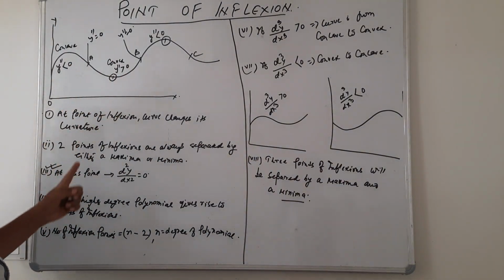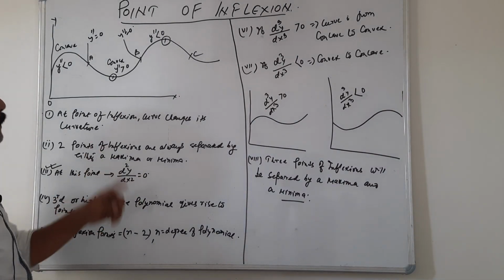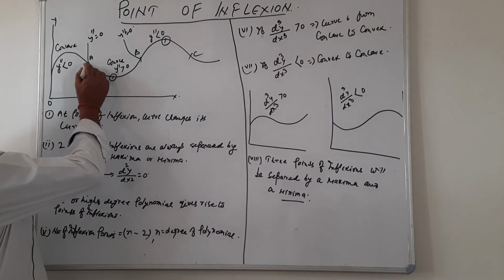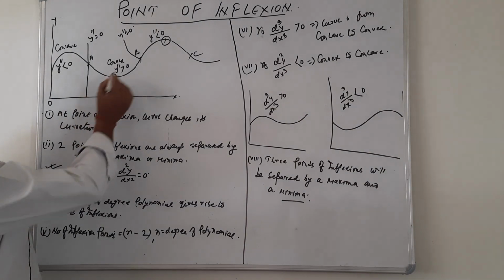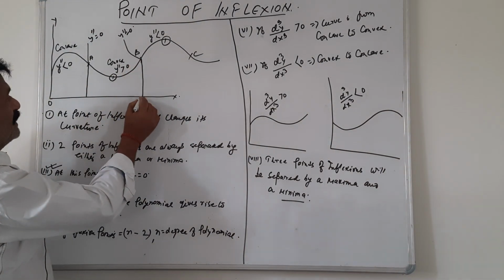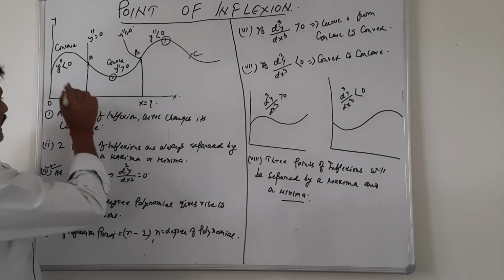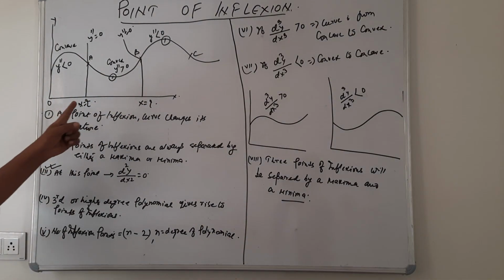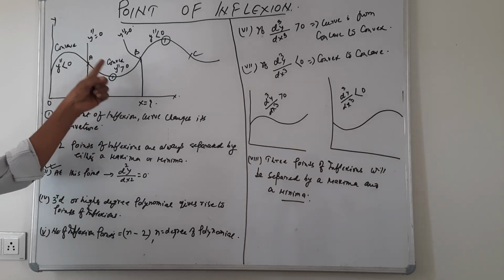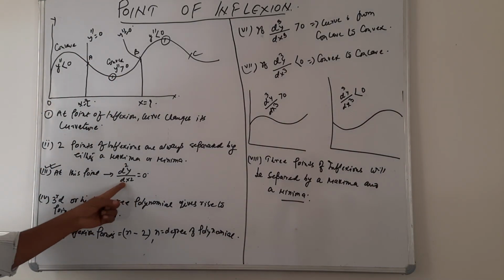At a point of inflection, the second derivative is 0, because we shall be required to find the values of x corresponding to which we shall have a point of inflection. So these values would be calculated, and just for finding these values, the second derivative of the curve has to be equated to 0.